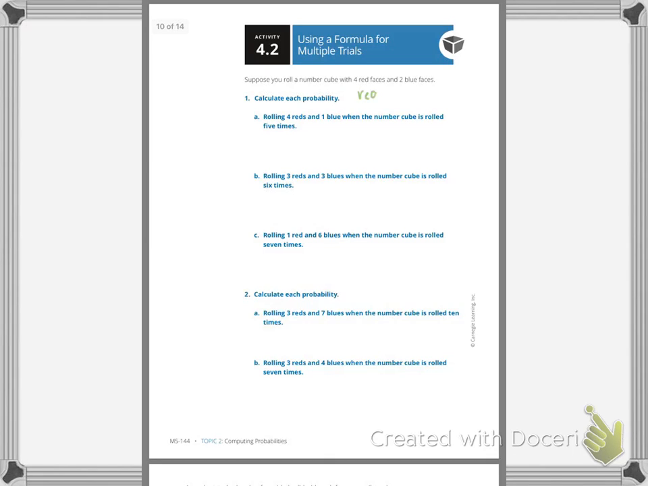Okay, so my red is 4 out of 6, which is 2/3. So then my blue is going to be, if I compare it to this, 1/3. It says rolling 4 reds and 1 blue, so there's a total of 5. This one gets weird because what you're actually choosing is the first one. So 5, choose 4.